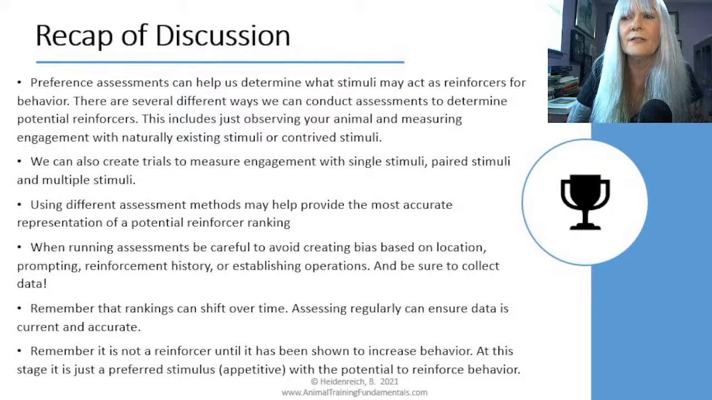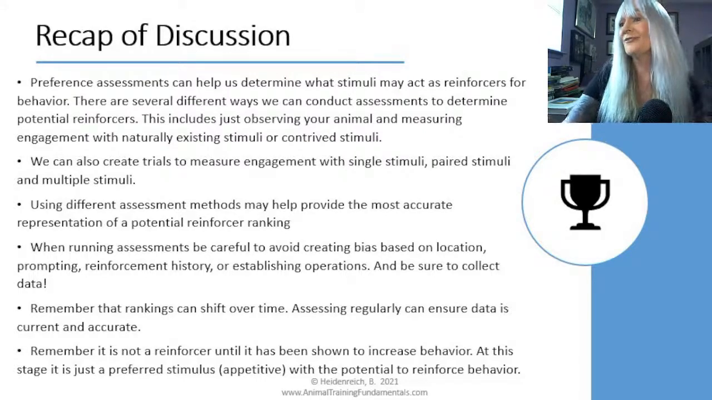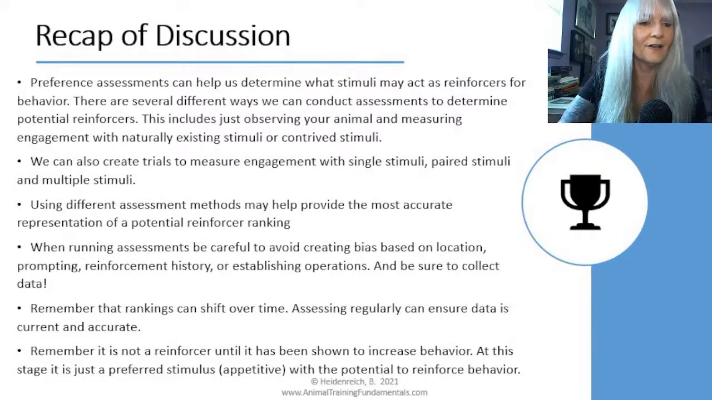But I haven't yet done rankings, I don't think, but now I'm intrigued, right? So let's see. Remember, it's not a reinforcer until it has been shown to increase behavior. At this stage, it's just a preferred stimulus, an appetitive with the potential to reinforce behavior. So it'd be really fun, as Alice pointed out, if more of us try some of these assessments, especially with our non-edible items, but we can certainly do it with our edibles. I think those are really fun.